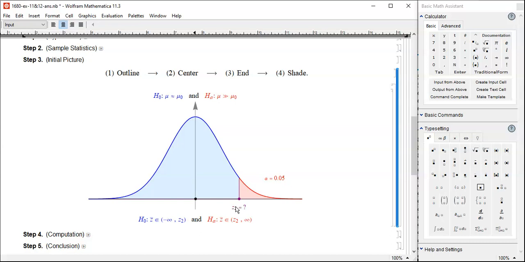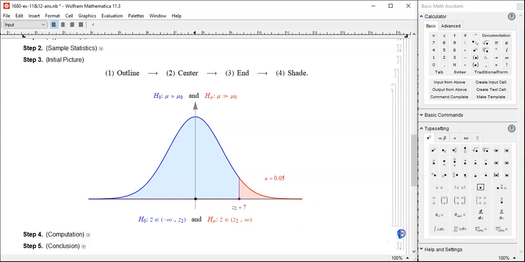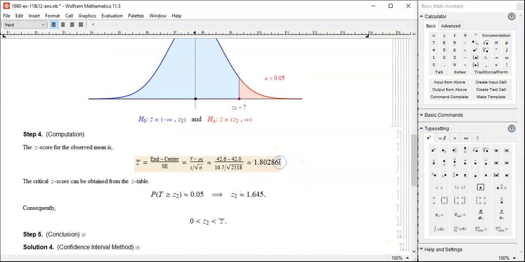It's not a direct comparison between the critical value and the observed mean. They're both processed, so it's a little bit more indirect, so a little bit difficult to understand, I have to admit, and that's why I see some more mistakes from the students who follow this method. In any case, here's the computation. You get the z-score from the observed mean and then get 1.80 something.